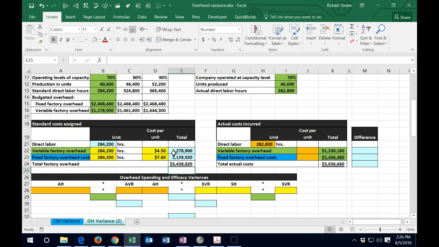Now, once the time has passed, we're going to actually know what happened in terms of overhead, meaning we know what the direct labor is after it's over, and we know the actual costs. We at least know that much. So we know the variable factory overhead and the fixed factory overhead.